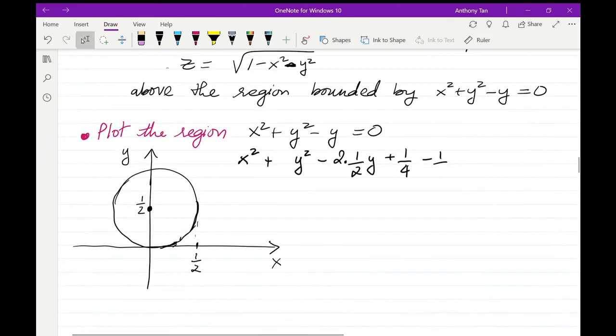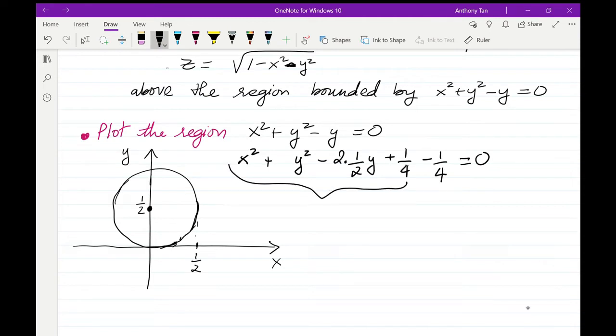So I will complete the square in this equation here. And this part I could write as x squared plus (y minus 1/2) quantity squared, and move the negative 1/4 to the other side, which is the equation for a circle centered at the point (0, 1/2) with radius 1/2. Right, so that is the circle that I drew on the left.